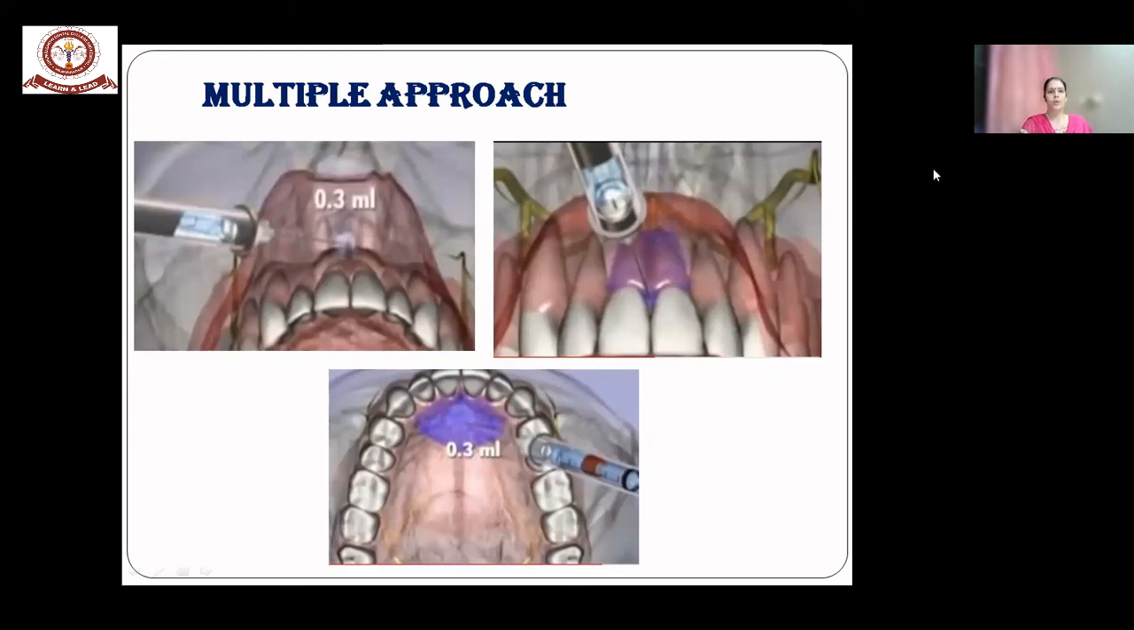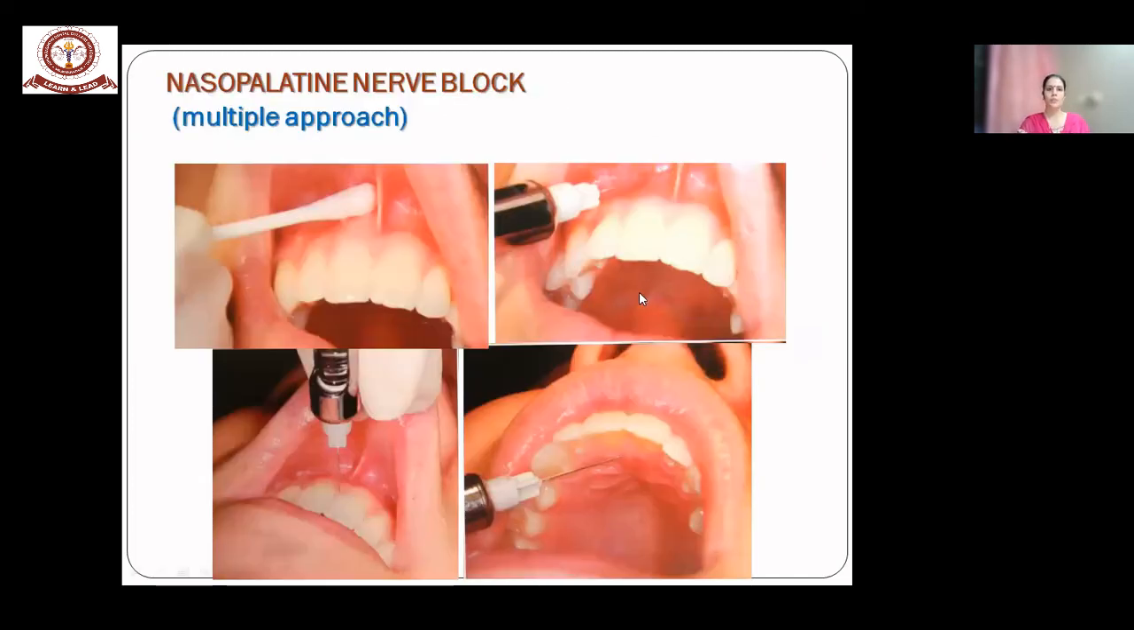In the multiple approach, the first point of needle entry is at the labial frenum, where you have to deposit 0.3 ml of the solution, and the second needle penetration is between the two central incisors in the interdental papilla. The needle orientation is perpendicular, and the third needle insertion is at the incisive foramen on the palatal aspect. Equally, you have to deposit 0.3 ml. Usually, patients do not prefer multiple needle insertions. So to avoid this, we can go for a single needle penetration.